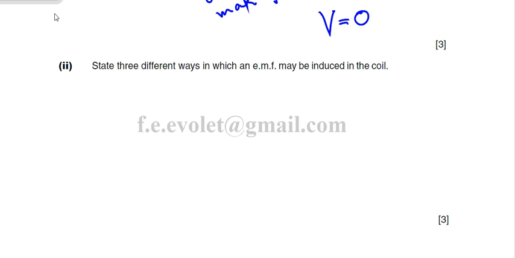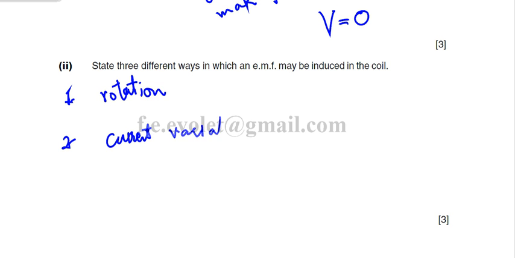So moving to the third part, the last part of this question: state 3 different ways in which an EMF may be induced in the coil. So one, by rotation, right. As we rotate, the flux changes through the coil due to the direction of the plane. The second, by varying the current. If we vary the current at the same point.